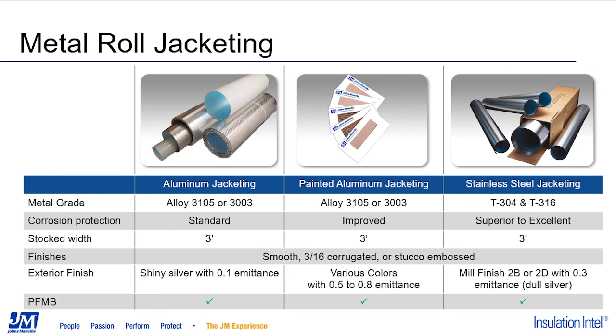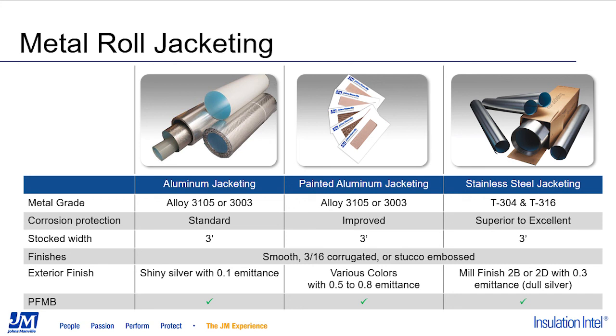Metal roll jacketing from JM is available in various types, all with lengths of between 50 and 300 feet. We have aluminum with a bare exterior, which is our standard product, which has good corrosion resistance due to the nature of the aluminum. We have aluminum with a painted exterior, which has improved corrosion resistance and a different aesthetic appearance desirable in some applications. Lastly, we have two grades of stainless steel, type 304 and type 316, which provide superior and excellent corrosion resistance respectively.